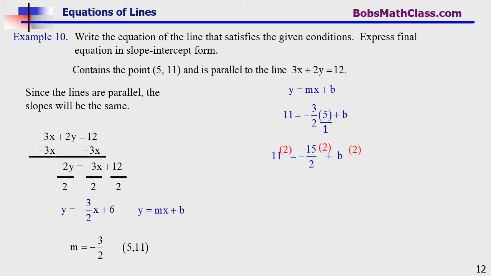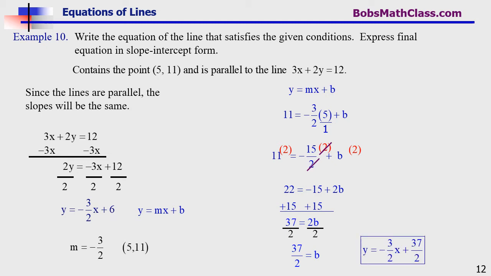The 2's will cancel there in the middle. And now solve that equation. 22 equals negative 15 plus 2b. Add 15 to both sides. 37 equals 2b, and then divide by 2. And there we have it. b is 37 over 2. That's our b, and m is negative 3 over 2. So y equals negative 3 over 2 x plus 37 over 2.